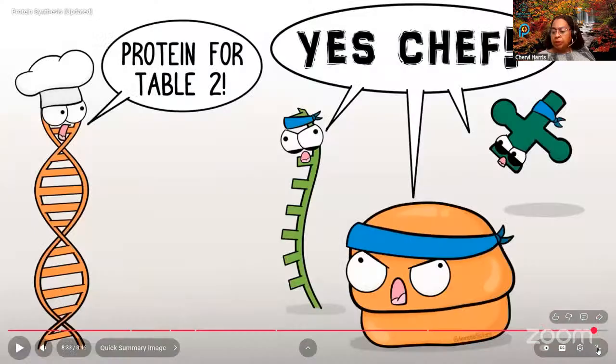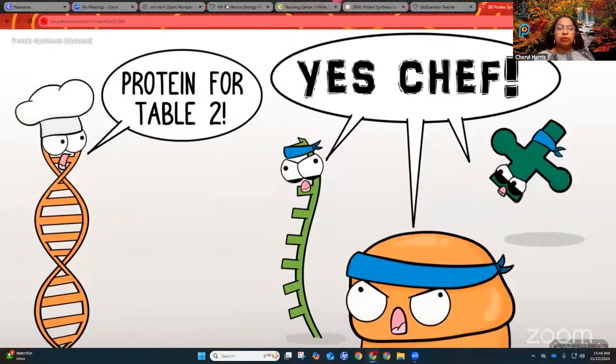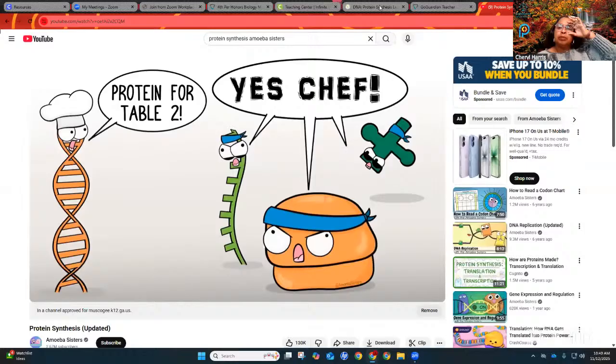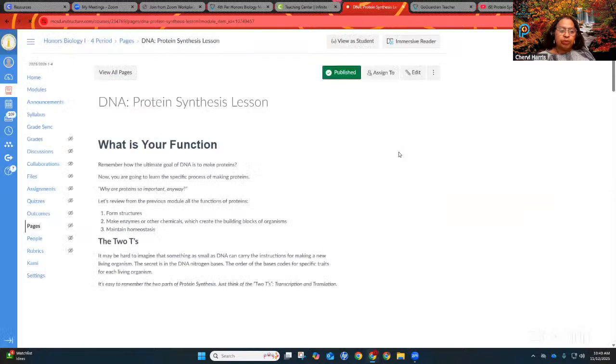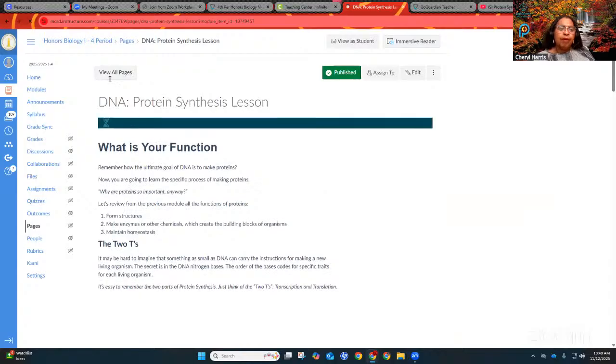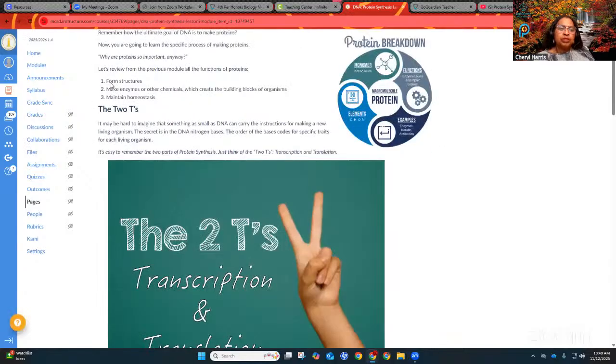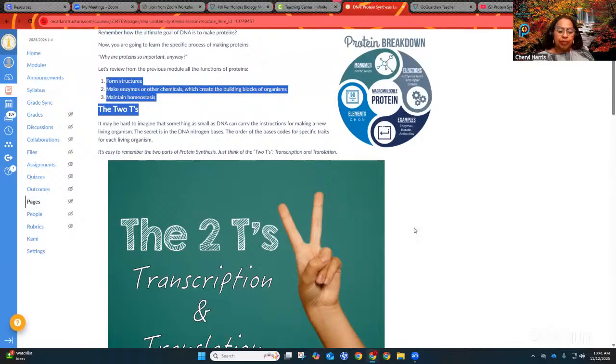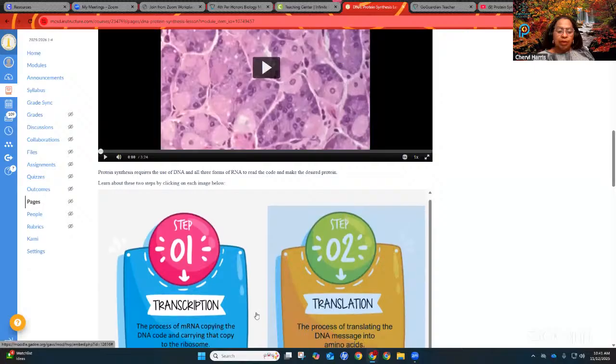Okay, so I know that was a mouthful, so we're going to break it down. What I want you to do, I need to stop sharing for a minute to do attendance. So I want you to come back here and look this over, paying particular attention to this information right here. Okay. And learning the difference between transcription and translation.